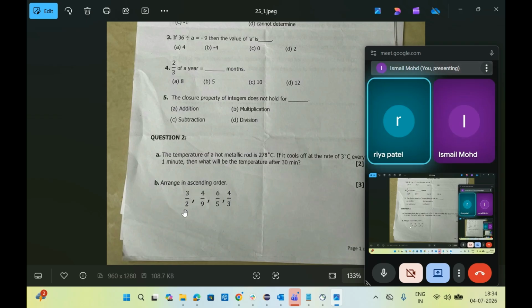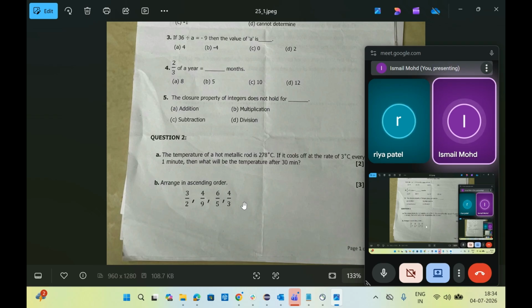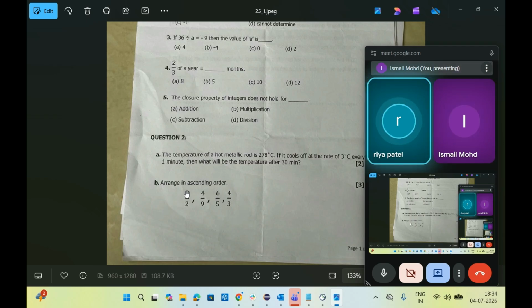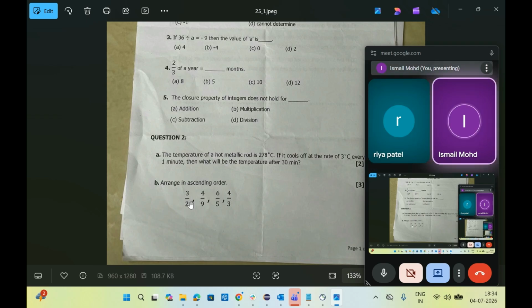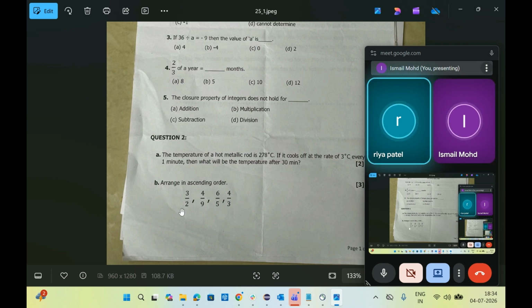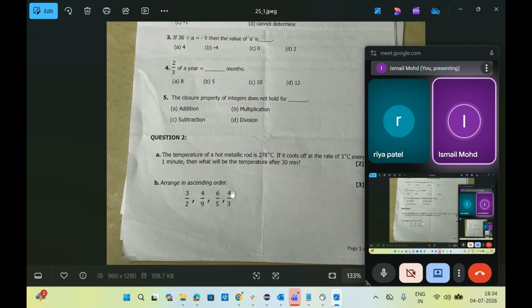Again here, either you can go by LCM, or you can go by the decimal method. What is 3 by 2? Sir, LCM would be easy. Yeah, it depends on your convenience. But if you ask me, I will go with the decimal method. See, 3 by 2 means 1.5. This will be like 1.2. And 4 by 3 means 1.3. And this is less than 1.